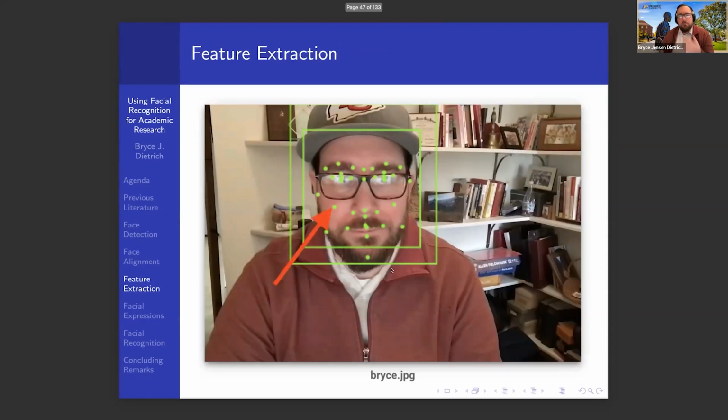So at this point, you should have a basic understanding of the steps of a facial recognition algorithm. And now I want to slow down a bit and just talk about some of the applications of facial recognition technology within the social sciences, which is what I'm mostly familiar with.